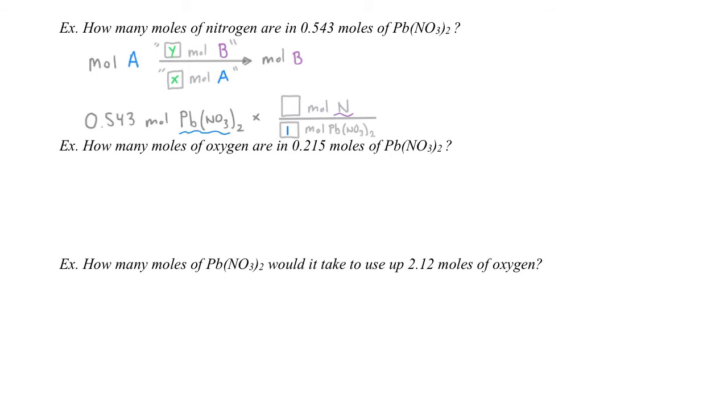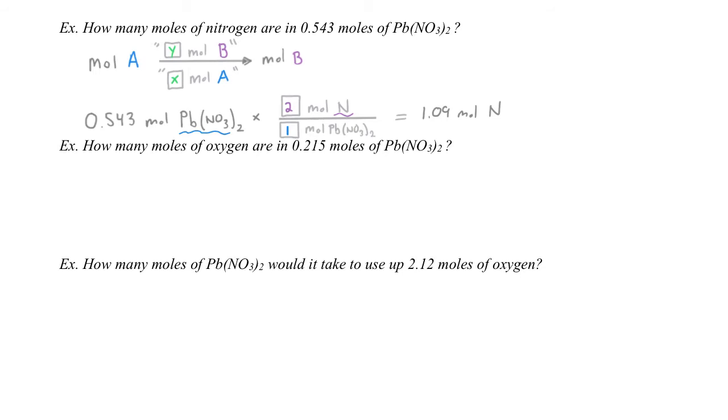Say, for example, that we had exactly 1 mole of lead nitrate. How many moles of nitrogen would there be? That's right, there are 2 moles of nitrogen for every 1 mole of lead nitrate. So now we just have to multiply 0.543 moles of lead nitrate by 2 and then divide by 1, and we get 1.09 moles of nitrogen.